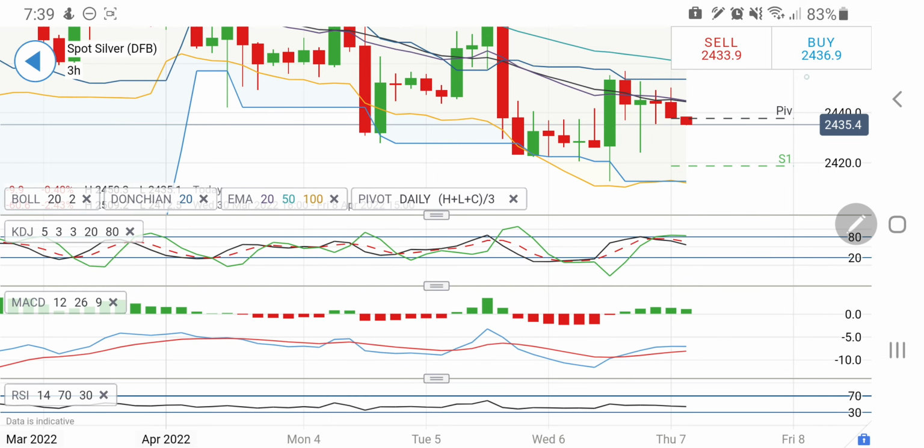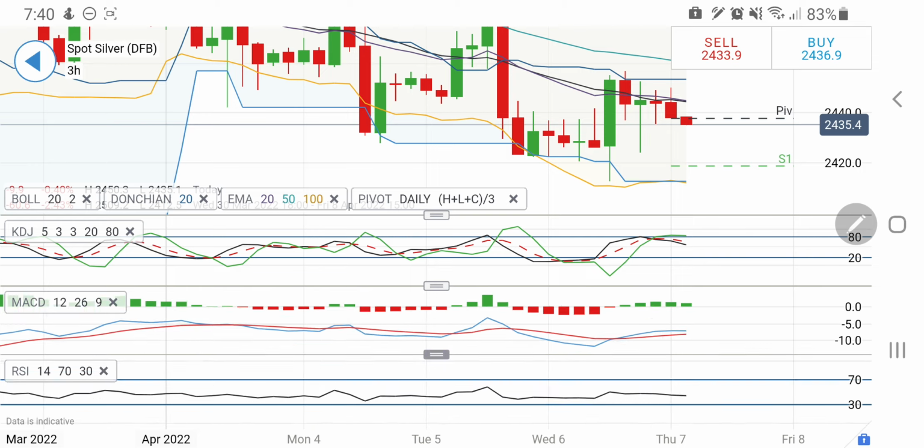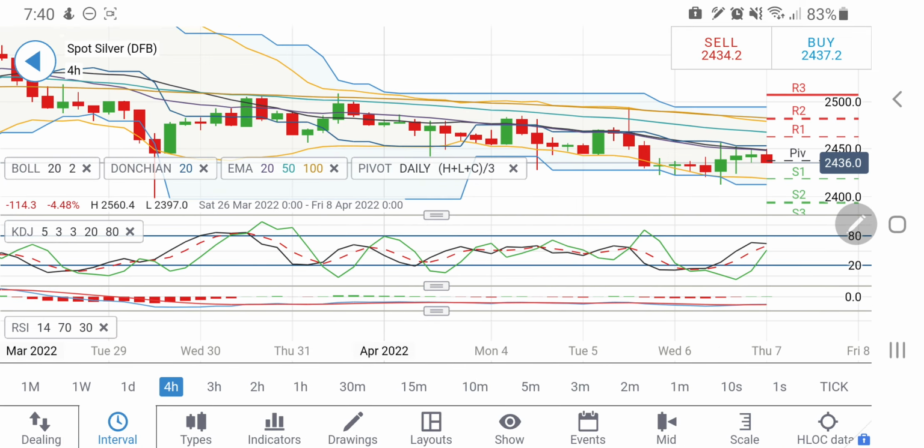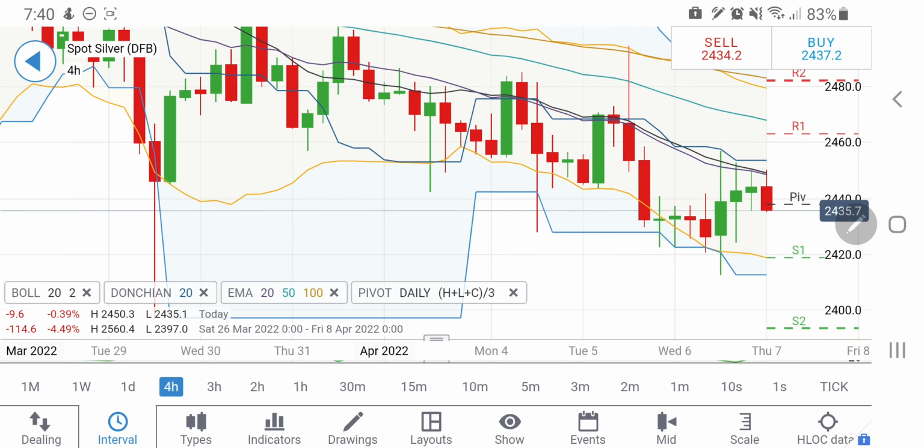Stochastic on the 3-hour chart is near overbought. MACD is still on the buy side, trying to converge and crossover. RSI is not showing any signs. And on the 4-hour charts, if you look at, see, 2450 levels, again a strong resistance zone. Only on breaking this, one can expect that it is going to give you a definite long entry.